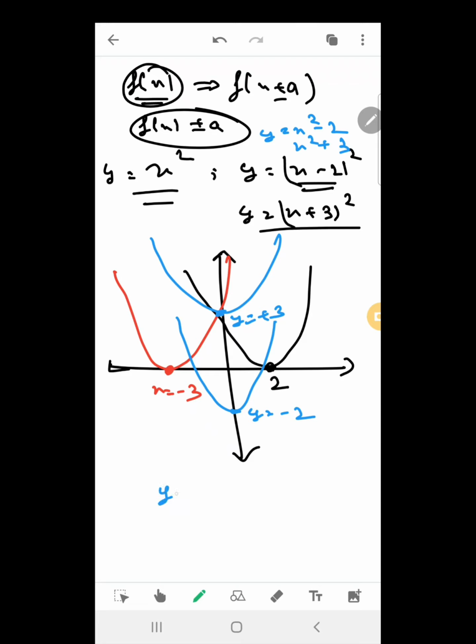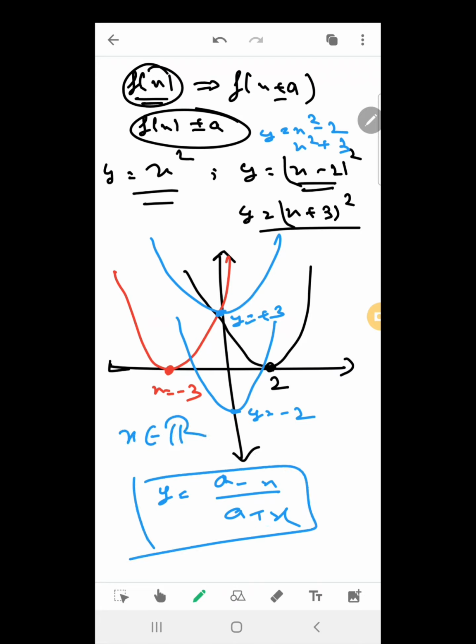For example, suppose you have y equals (a minus x) over (a plus x). Here, carefully notice that for any x belonging to R, this function is satisfied. So the domain will be R. Now, how to find the range? Basically, find the inverse function and find the domain of the inverse function. The domain of the inverse function will be the range of the function.